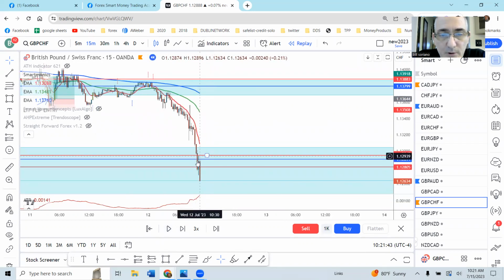So boom, right there, the point of interest gets hit. Now, when that point of interest gets hit, it immediately goes lower as well. So now at this point, and again, this is where the learning curve comes in, is knowing where to set this break of structure to get that change of character.